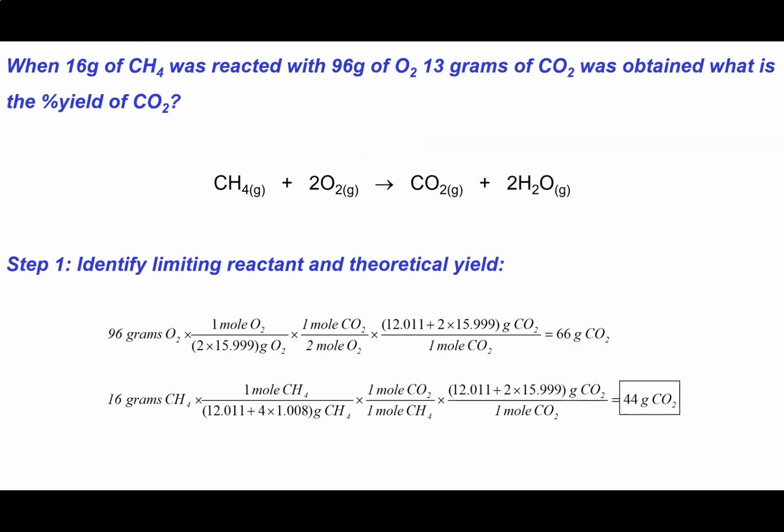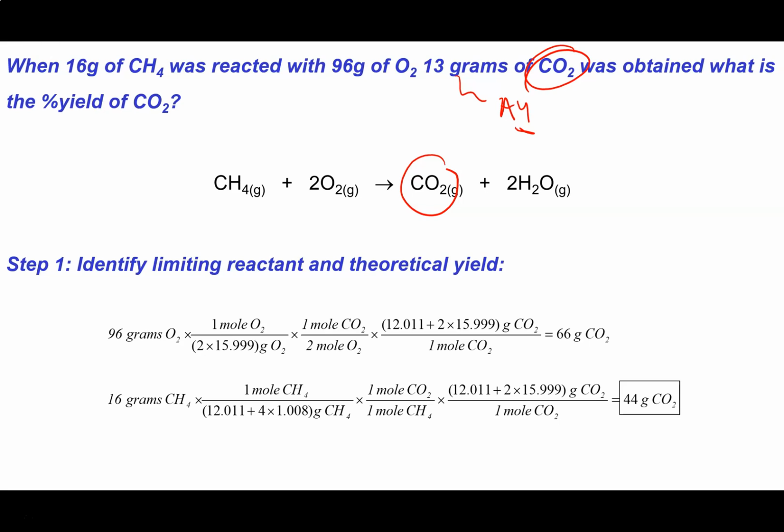Okay, so let's put it all together and go the whole way through and do a big kids question where we have to go from the starting amounts of reactants all the way through to the percent yield of a particular product. It says when 16 grams of methane was reacted with 96 grams of O2, 13 grams of CO2 was obtained. What we recognize is that this 13 grams is our actual yield, and the product we're going to be working with is carbon dioxide.